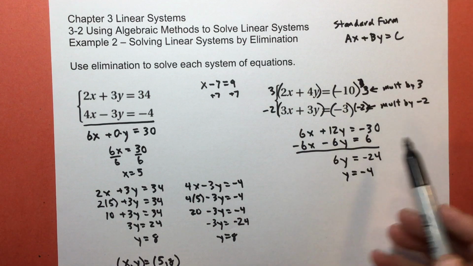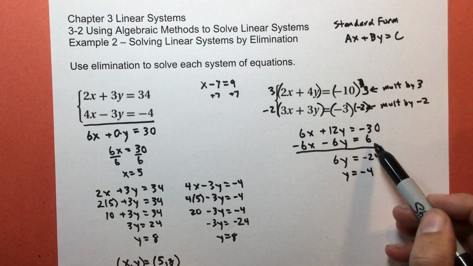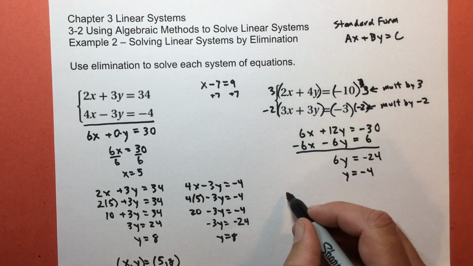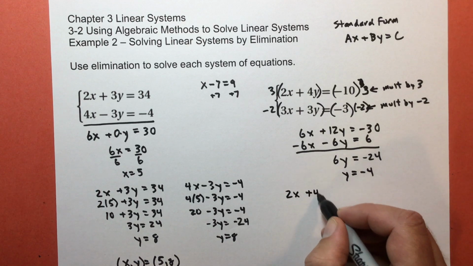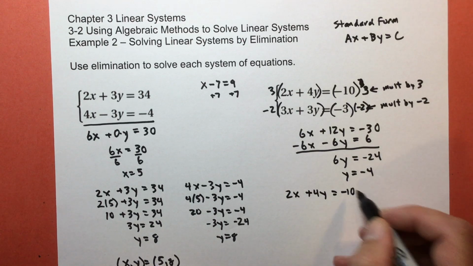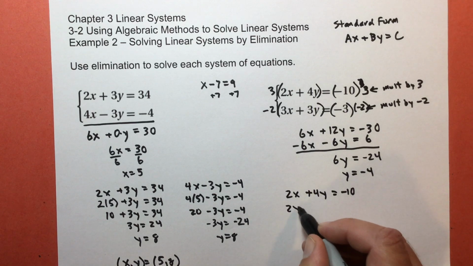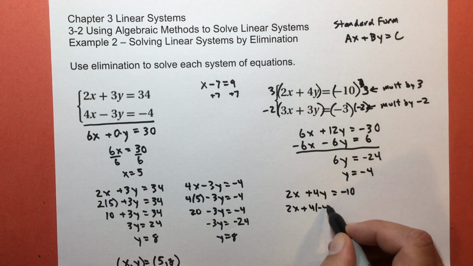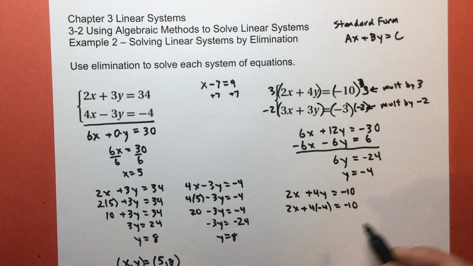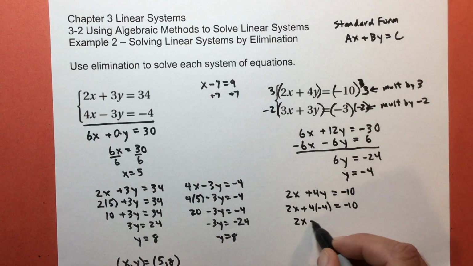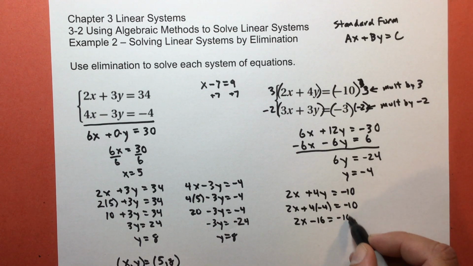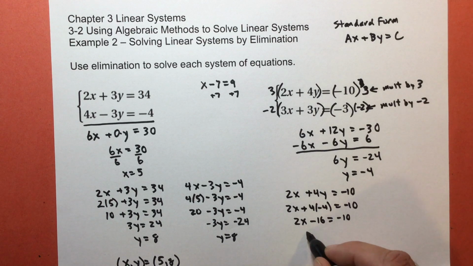Now, don't use your modified version. Go back to the original. 2x plus 4y equals negative 10. 2x plus 4 times negative 4 equals negative 10. 2x minus 16, and I'm going to add 16 to both sides. I get 2x equals 6. So x equals 3. So I think my solution is x equals 3, y equals negative 4.